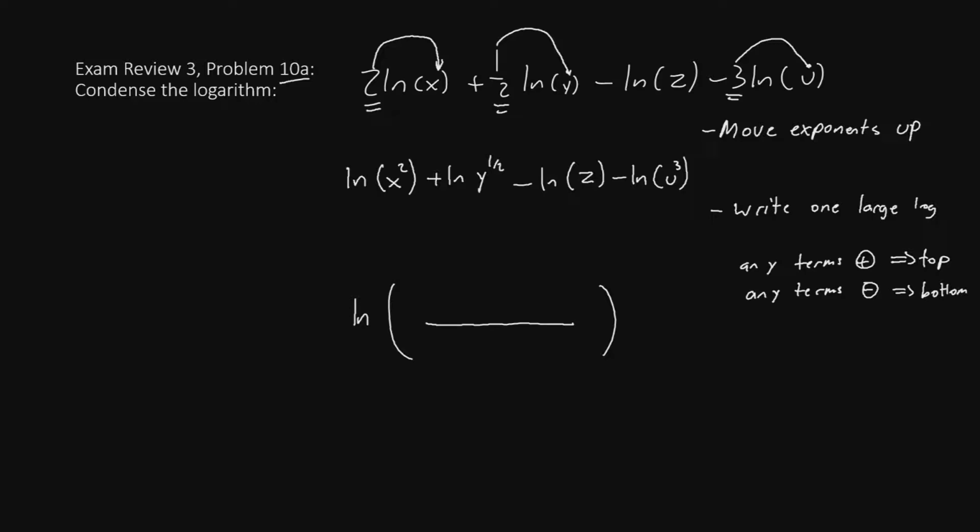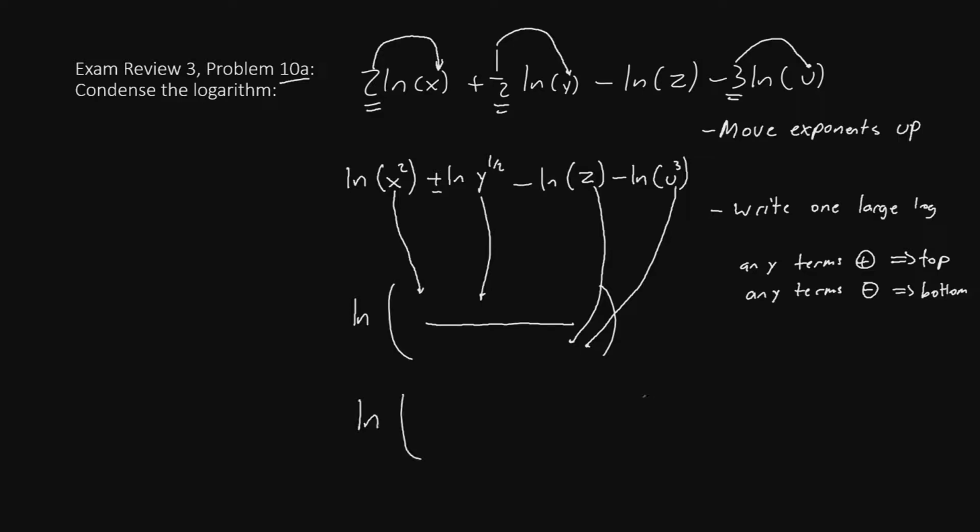So, ln of x squared is positive. It's going to go to the top. Y to the 1/2 is also positive. It's going to go to the top. Z has a negative sign next to it, so it's going to go to the bottom. And then u to the 3rd also is negative. It's going to go to the bottom as well.